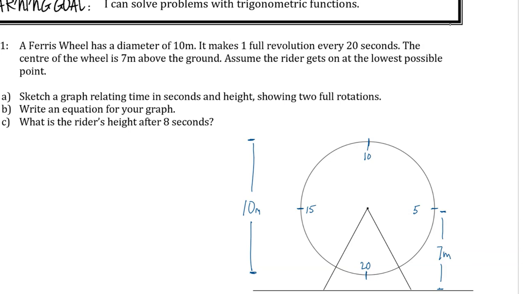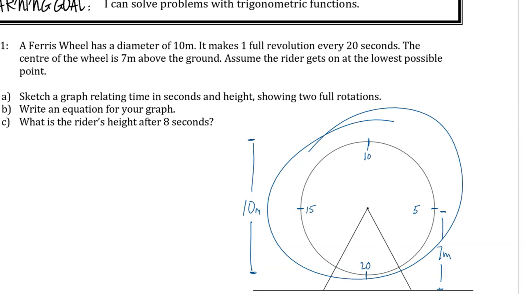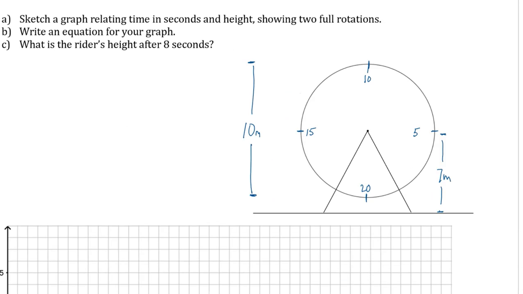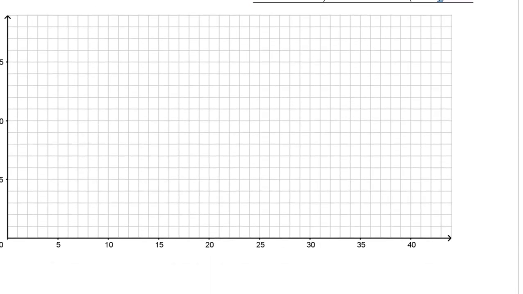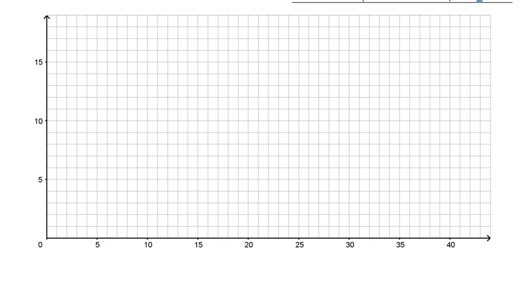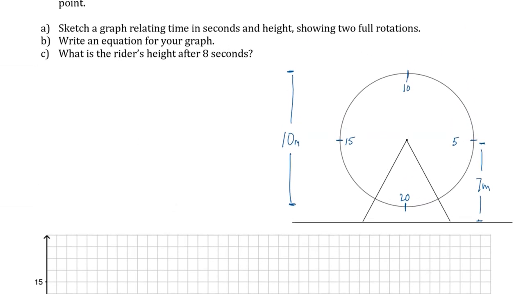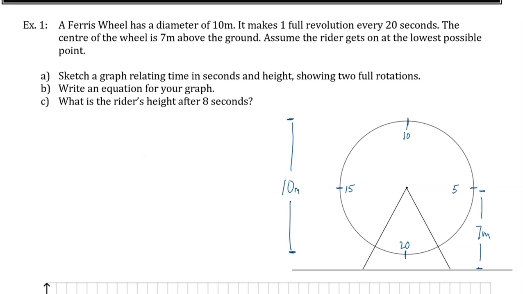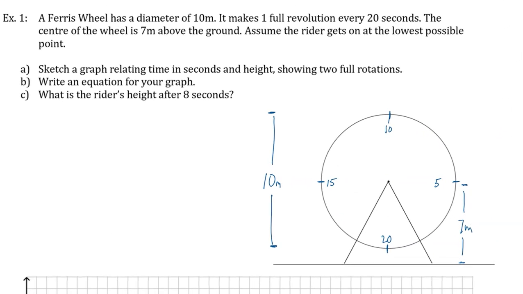Labeling this diagram is not a required part of the question. The sketch that I'm interested in is the one that's on the graph, on the grid. That's the one that has to get done. Drawing a picture of the Ferris wheel is not a requirement for these questions, so you only do it if it helps you.